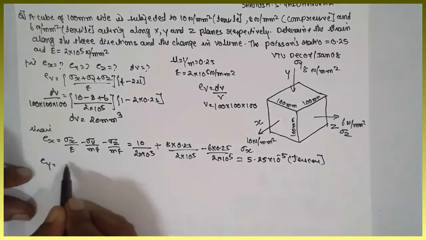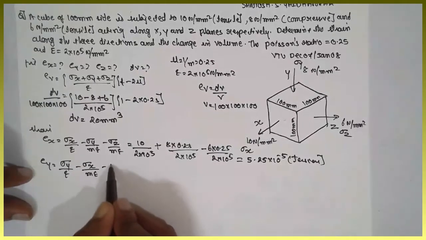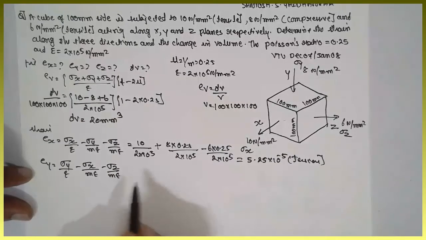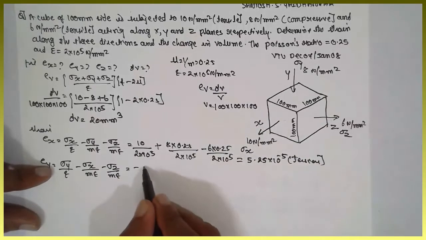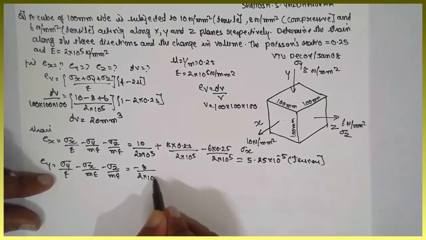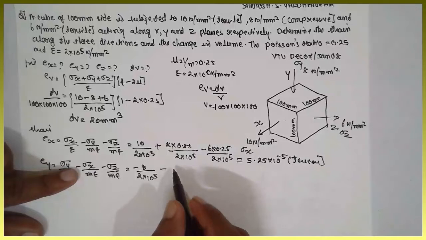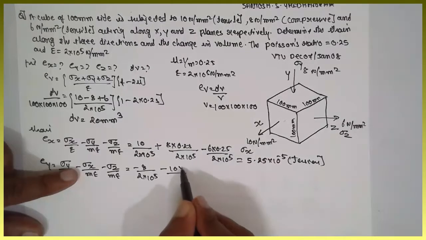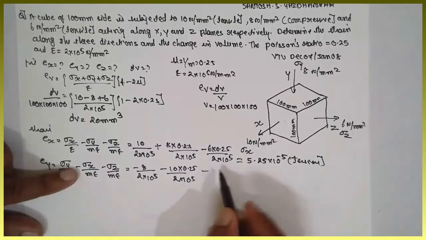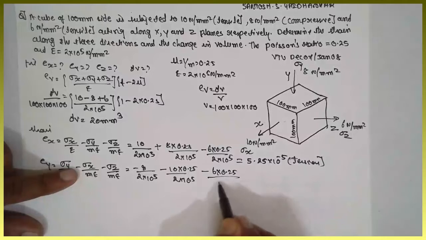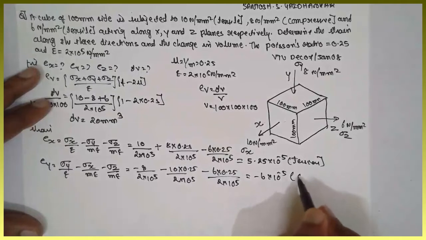Next, Ey. What is the formula? Sigma y divided by E minus sigma x divided by mE minus sigma z divided by mE. Because as tension is applied, lateral strain comes into the picture. What is sigma y? Minus 8 divided by 2 into 10 raised to 5, and it is in tension, so it becomes minus 10 into 0.25 divided by 2 into 10 raised to 5, minus 6 into 0.25 divided by 2 into 10 raised to 5. If you calculate, the answer is minus 6 into 10 raised to minus 5. This is compressive in nature.